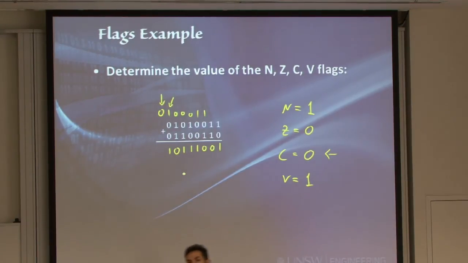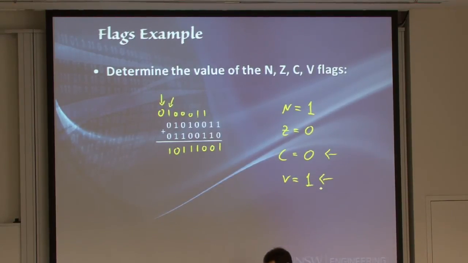What if we interpret them as signed numbers? Well, they're both positive numbers because the most significant bit is zero. The result, however, is negative because the most significant bit is one. So we can already suspect that something went wrong, because two positive numbers added together should not give you a negative number. And in fact, the V flag does flag that there has been a problem if you interpret them as signed numbers. V tells us there's been an overflow. You must correct for this result because this is incorrect.